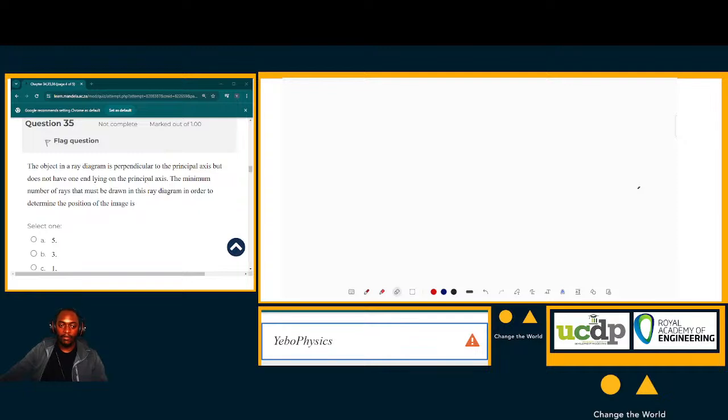We just have a few problems, so I don't think this session is going to be a lengthy one. The first question reads: the object in a ray diagram is perpendicular to the principal axis, but does not have one end lying on the principal axis. The minimum number of rays that must be drawn in this ray diagram in order to determine the position of the image is... Such a question, you must remember the rules of ray diagrams. You should recall them.